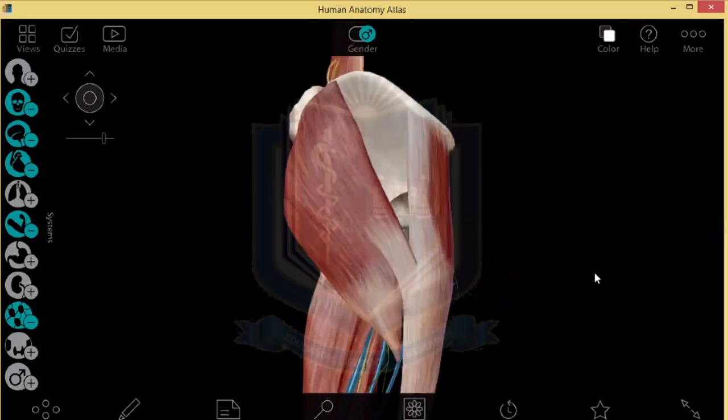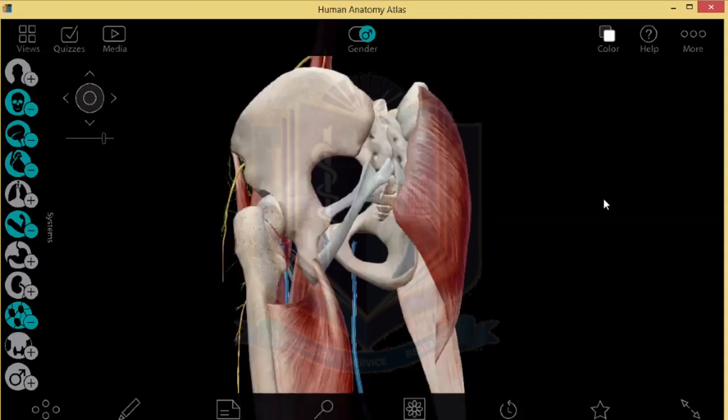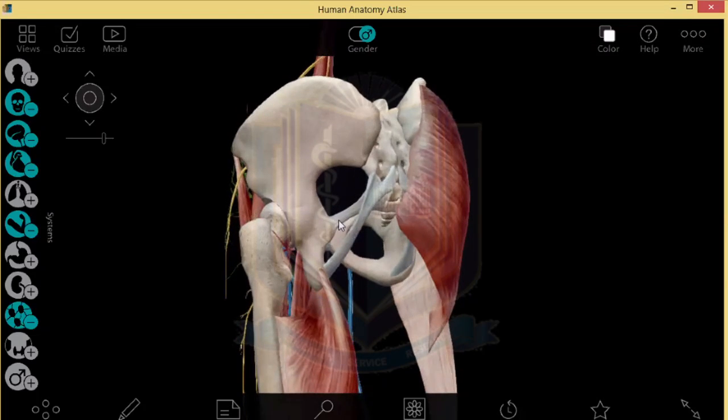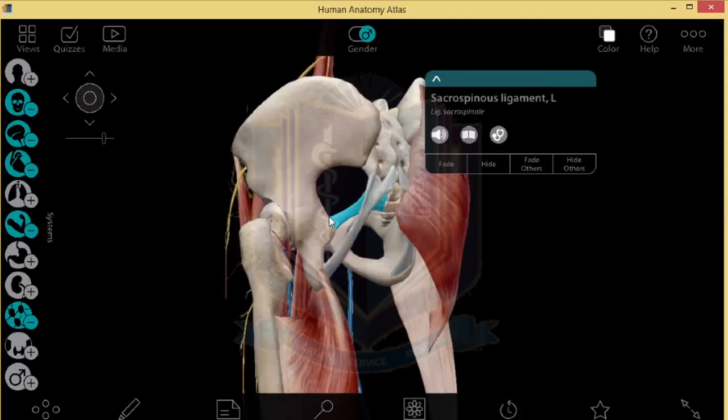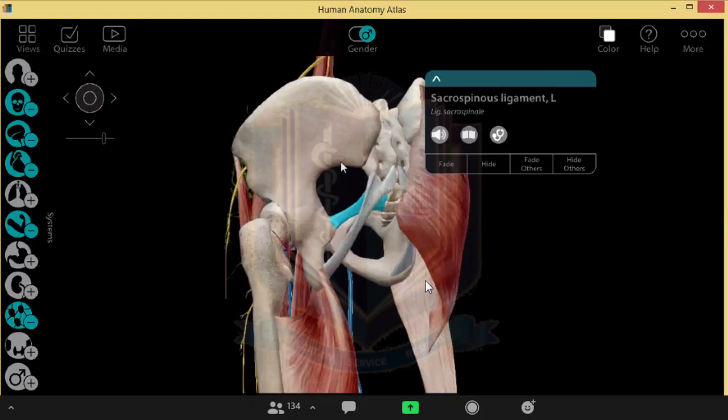Then we talked about the greater and lesser sciatic foramens. What are the greater and lesser sciatic notches and greater and lesser sciatic foramens? This larger one is the greater sciatic notch, and that is completed by the sacrospinous ligament connecting from the sacrum to the ischial spine. And this foramen will be the greater sciatic foramen. In the next stage, we will be studying the structures which pass through the greater sciatic foramen to enter the gluteal region or the back of thigh.